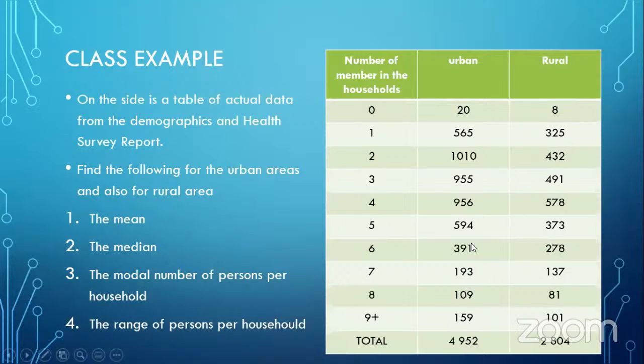Those are the people from Stats who walk into the house and count the people that are in the houses. They go house to house. So let's say they did 4,952 houses. Out of 4,952 houses, 956 houses have 4 people living in them.